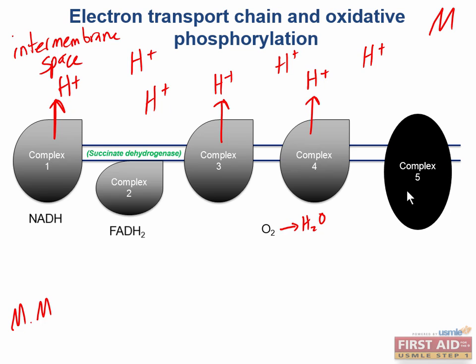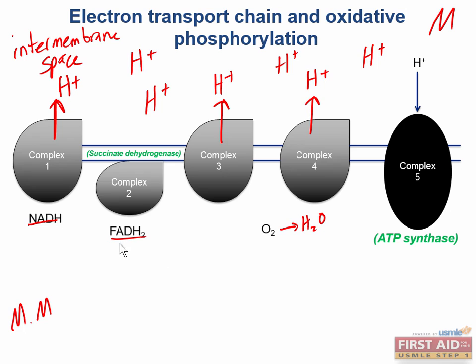Complex 5 is going to be called ATP synthase. So it has a unique name, and it is going to be used to create ATP, as the name implies. It's going to use this hydrogen gradient, which we formed by using complexes 1, 3, and 4. So it's going to drive this hydrogen gradient to form 3 molecules of ATP for every NADH molecule, and 2 molecules of ATP for every FADH2 molecule.